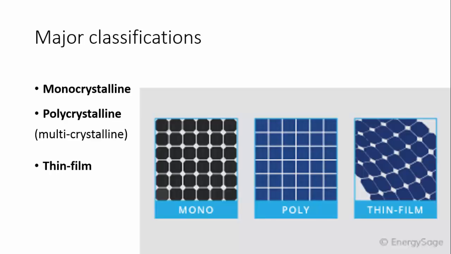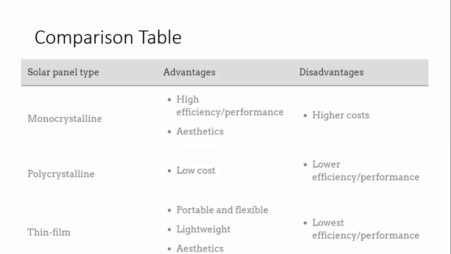So the major classification of solar panels includes monocrystalline panels, polycrystalline panels and thin film panels. These are the three different types of solar cells which are available. We can see differences in terms of appearance, efficiencies, and performance. I am showing you a comparison table which is taken from the website energysage.com.